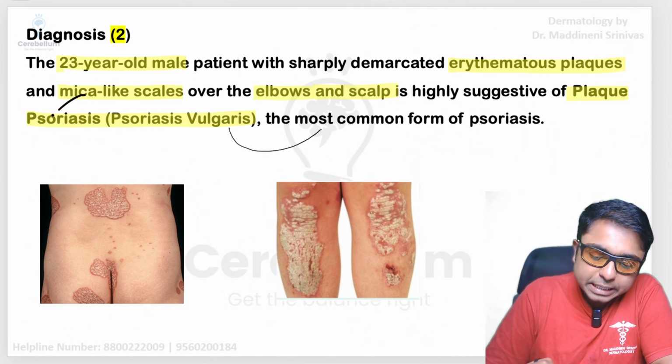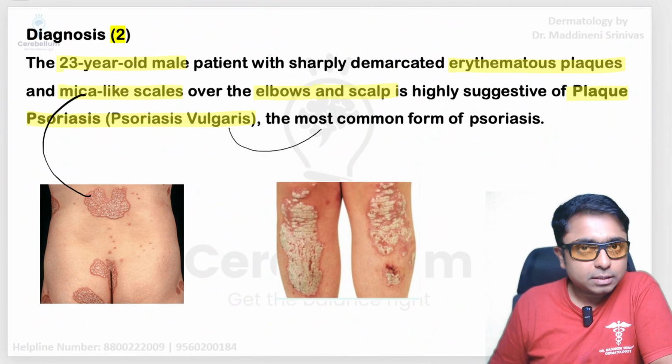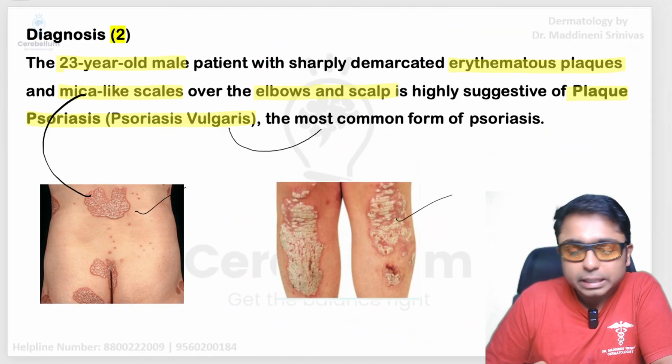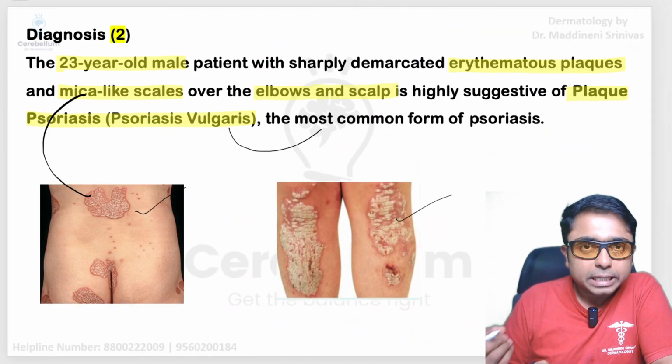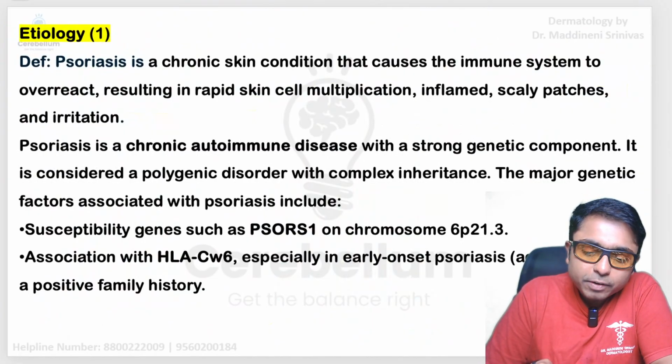And you are able to see the mica like scales present over the erythematous plaques, mainly over the extensor surfaces, the lumbosacral area, and also the knees, and the lesions can also be seen over the elbows. Now coming to the etiology, remember a few important points.